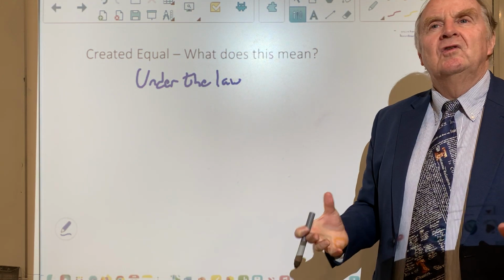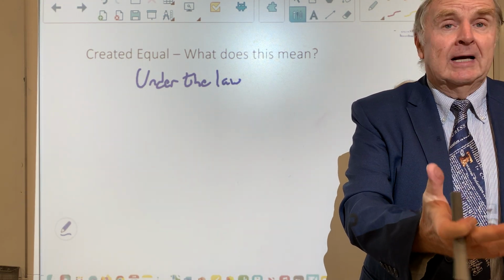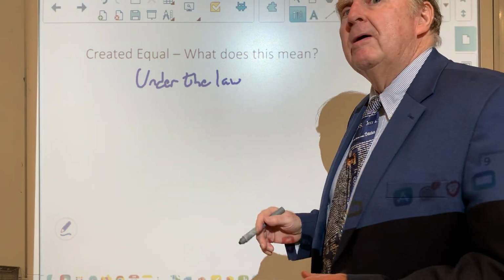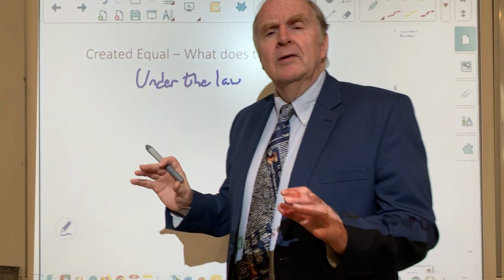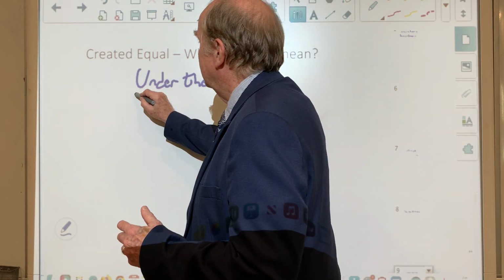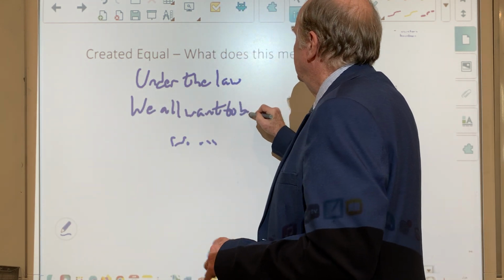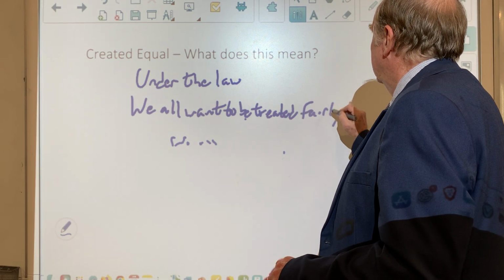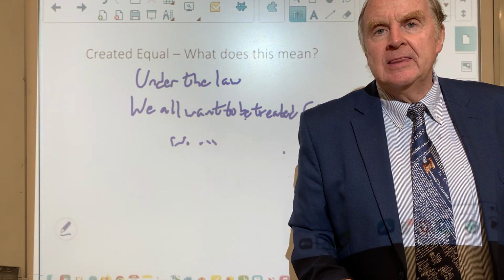There was this sense that people from England were being treated differently from the British subjects in the colonies, and that wasn't fair. So under the law, and if you think about it, this is self-evident. This is a self-evident truth that we all want to be treated fairly. And you don't have to go to law school to understand this.